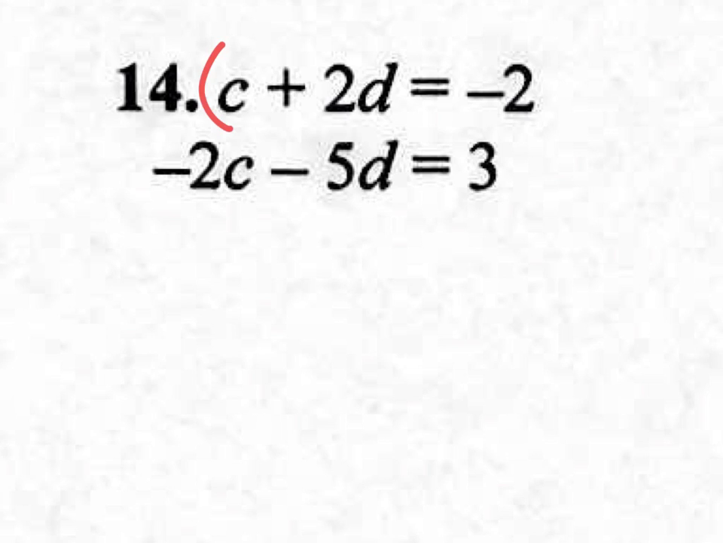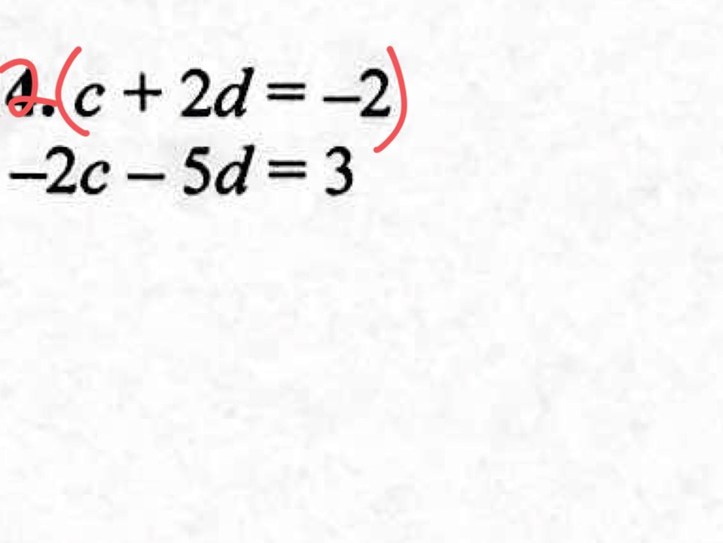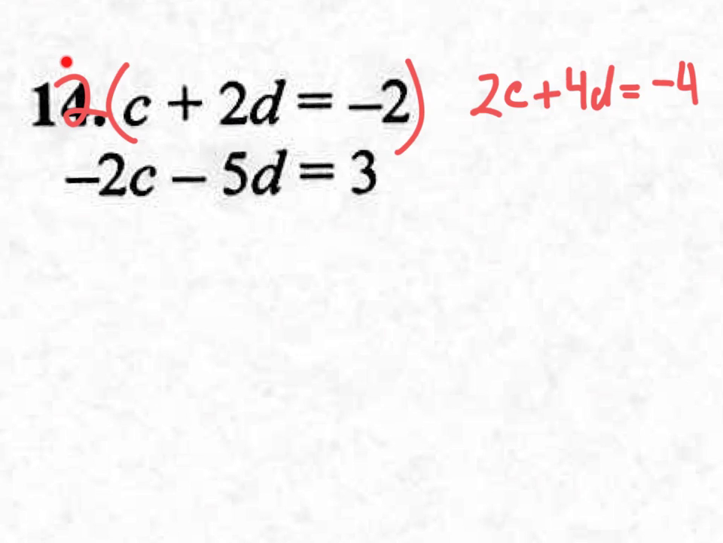I want to multiply this top one by what to cancel out the C's? By positive 2. Because the bottom one's already negative 2, right? So if I get a positive 2C, it'll cancel out with the negative 2C. So let me write this to the side over here. 2 times C gives us 2C, 2 times 2D gives us 4D, and 2 times negative 2 gives us negative 4. The bottom one's going to stay the same. Now it's ready to combine and cancel.